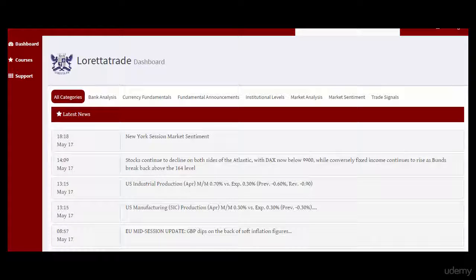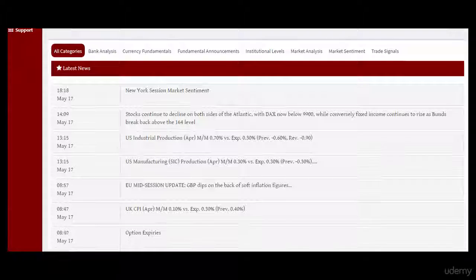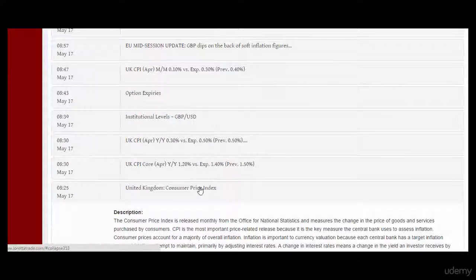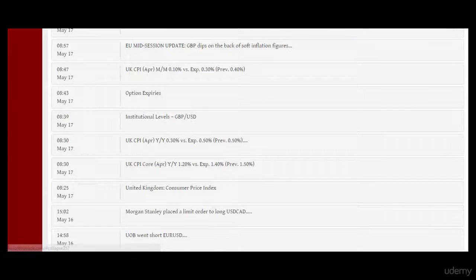Okay, so the first step is to get an understanding of what is happening in the market. So the first thing you will do is go on this page, read through some of this stuff, and get an understanding of what is happening on the market.